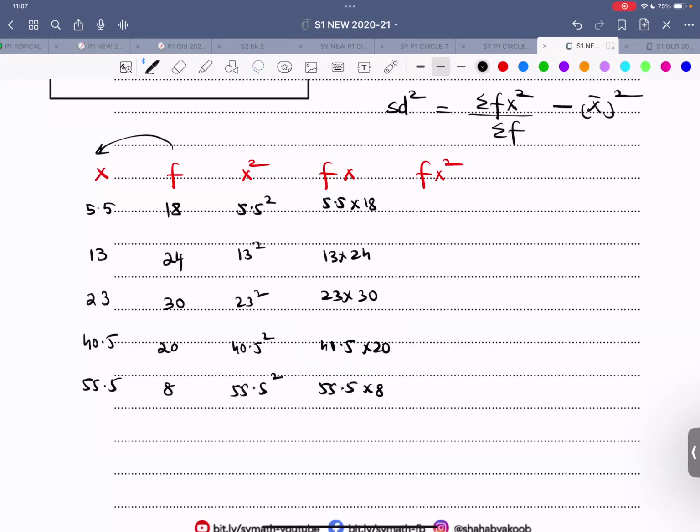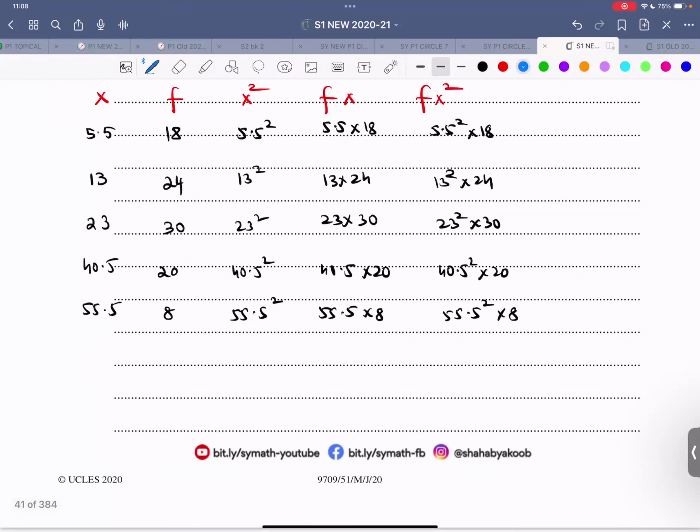Similarly, f into x squared. And of course, you can do it on the calculator. You don't have to write it down, you can write the value. That is 18 into 5.5 square, 13 square into 24, 23 square into 30, 40.5 square into 20, and 55.5 square into 8. And then you would add it up.